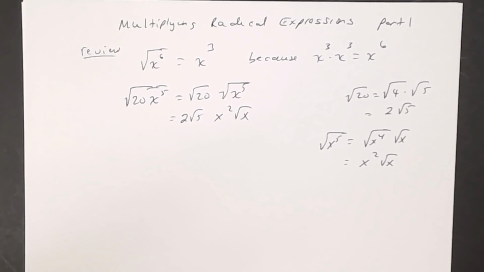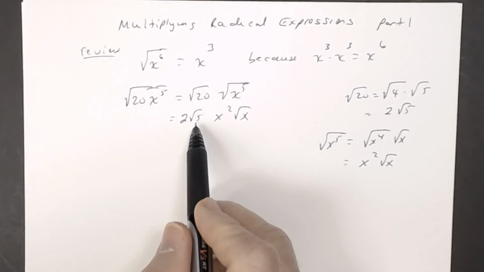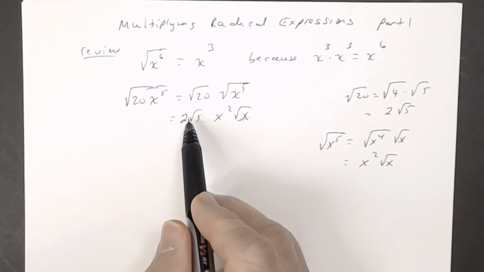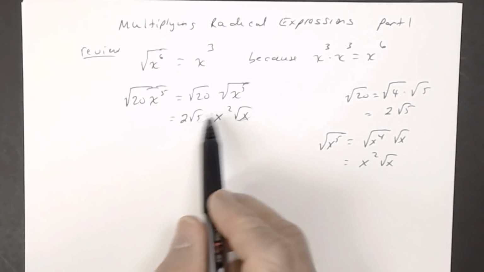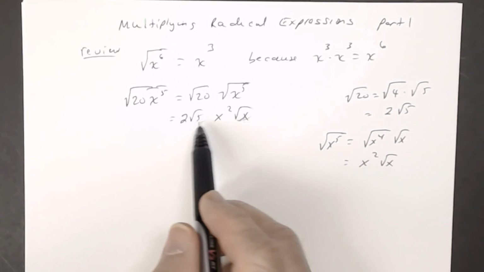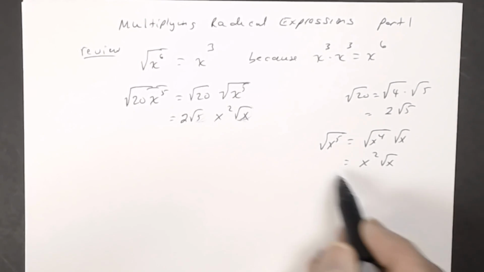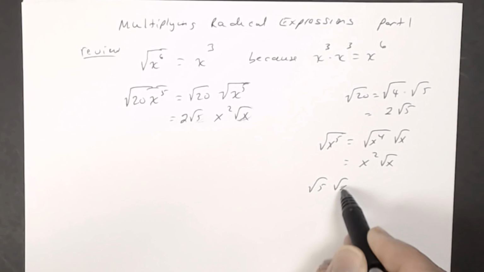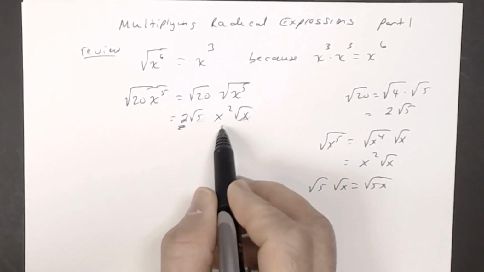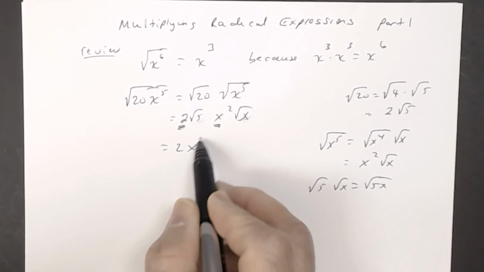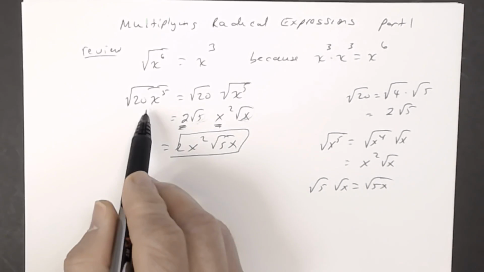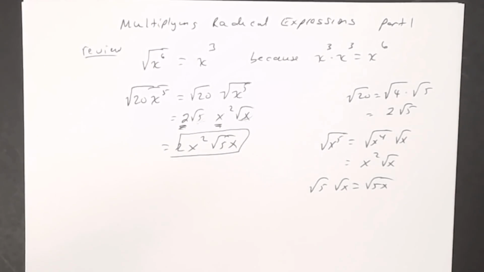Now we remember we said this. I have a square root of 5 and I have a square root of x, so you can put those together. When the indexes are the same, you can write the product as one radical. So the square root of 5 times the square root of x is the square root of 5x. And then we have 2 times x squared times the square root of 5x. So that's what this is: 2x squared times the square root of 5x.